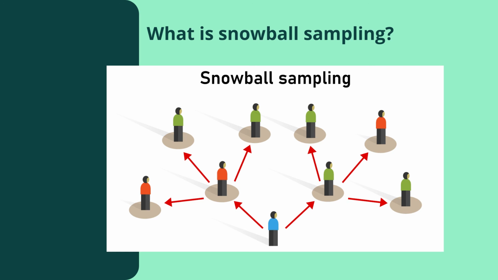So this sampling method involves a primary data source nominating other potential data sources that will be able to participate in the research study. Snowball sampling is purely based on referrals, and that is how a researcher is able to generate a sample. Therefore, this method is also called the chain referral sampling method.